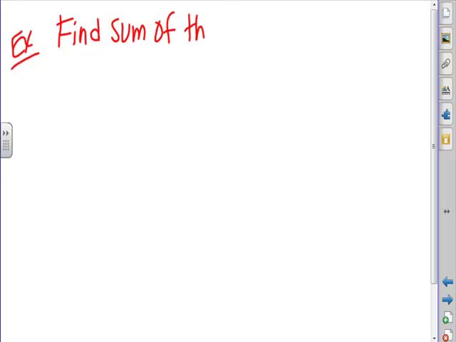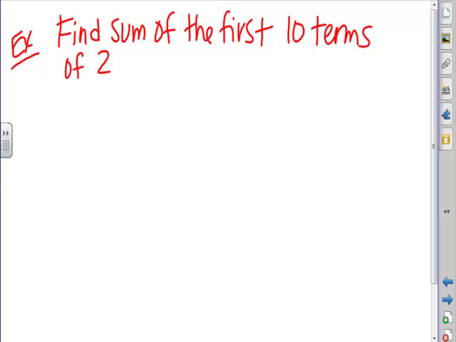So here is an example. Find the sum of the first 10 terms of 2 plus 1 plus 1/2 plus ... And by the way, you could always stop the video and try it on your own and then turn the video back on to see if you are able to do it on your own.